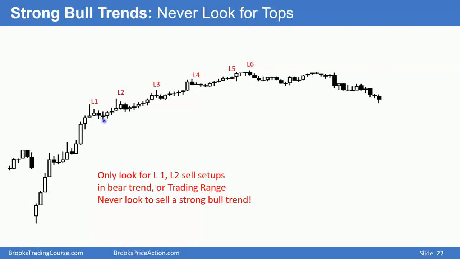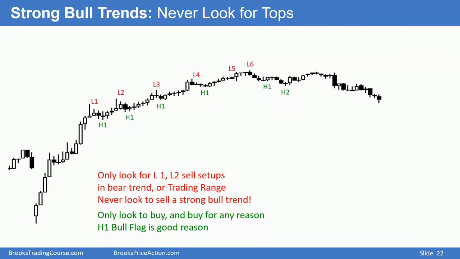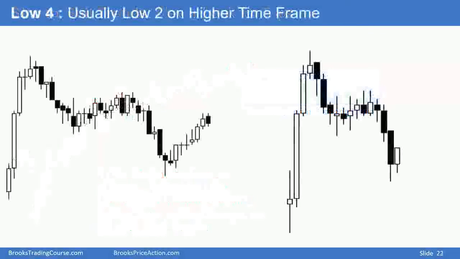You should expect each one of these reversal attempts to create bull flags. A high 1, high 1, high 1. And you should be looking to buy the bull flags and not sell the tops. At some point, the market evolves into a trading range. And at that point, it's no longer a strong bull trend. And if you're going to trade it, you trade it like a trading range, not like a trend anymore. You're buying low, selling high, and scalping.